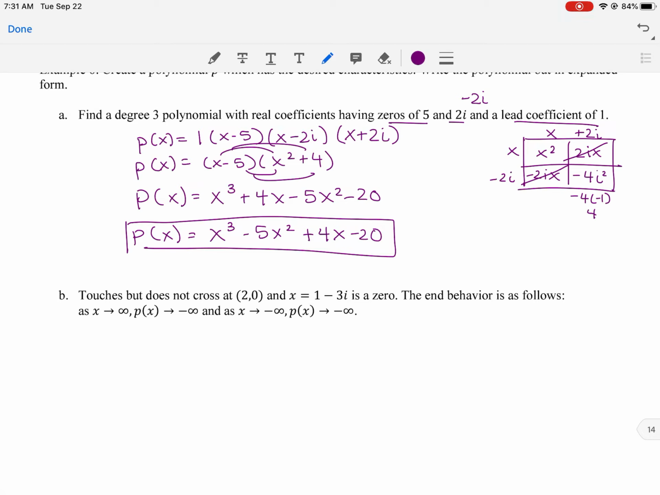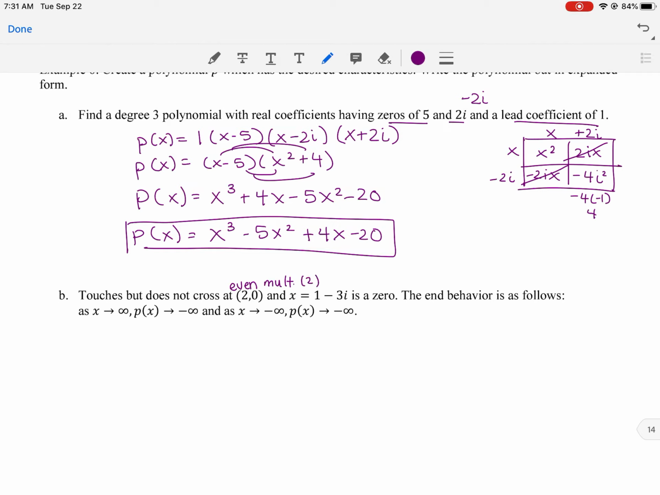Okay. We've got the next one. We've got it touches but does not cross at 2, 0. So notice here that means that, hey, it's got to be an even multiplicity. And it doesn't specify what. I would make your life easy, maybe just say, let's say 2.